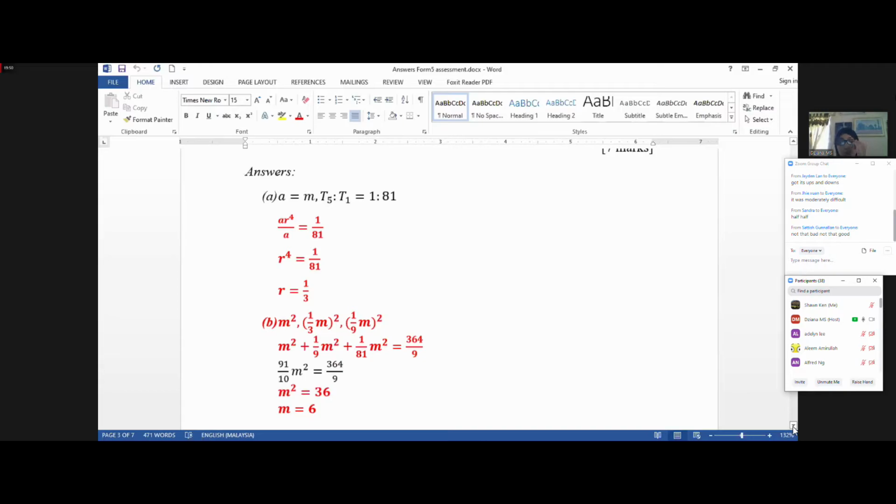The m cannot be negative because it is a length. So length cannot be negative. So m equals 6. That's it. 7 marks for this. Not that long, the working actually. Any question? Any question?